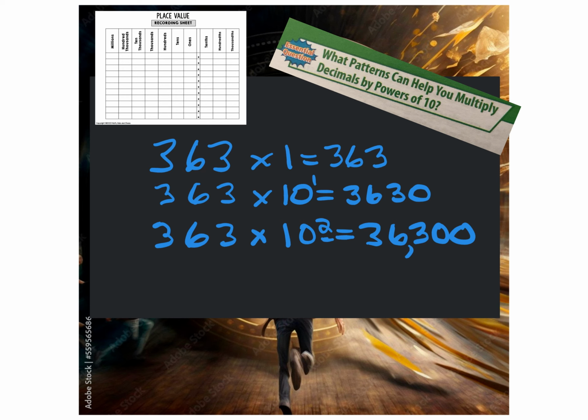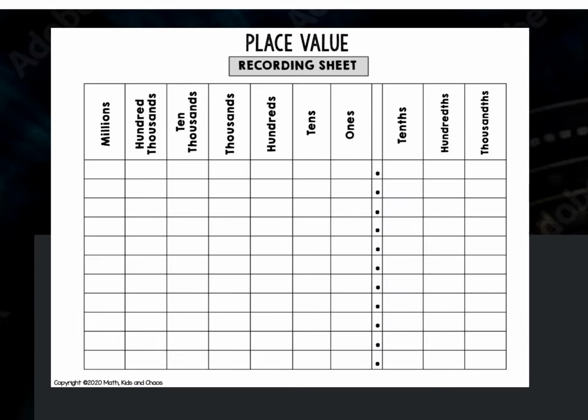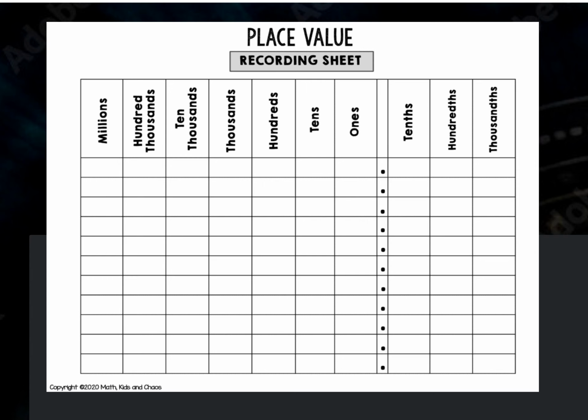Does anyone notice any patterns as far as place value goes? Think about the place value of this 3 and where does it end up now. So if we look at our place value chart here, we can put in the same 363, and if we multiply it by 10, all of the digits seem to shift to the left one time. And we have this gap here, so what goes in the gap in the ones place? That's going to be a 0.